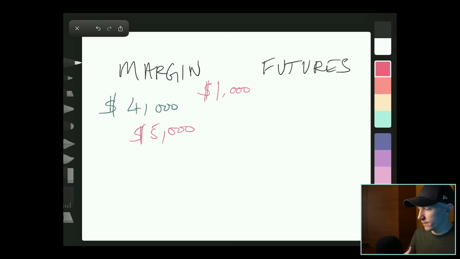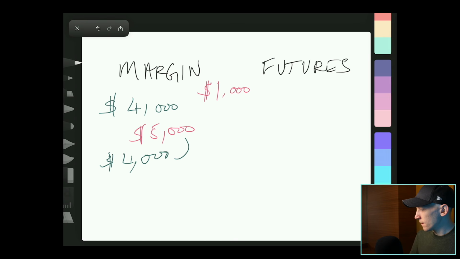Or what I can do is literally deposit the cash on the platform and buy the Bitcoin. Then the debt is gone. I paid the debt with cash and I still have the asset. That's actually Bitcoin in my account. I can withdraw it from the platform. So that's what you can do in margin.